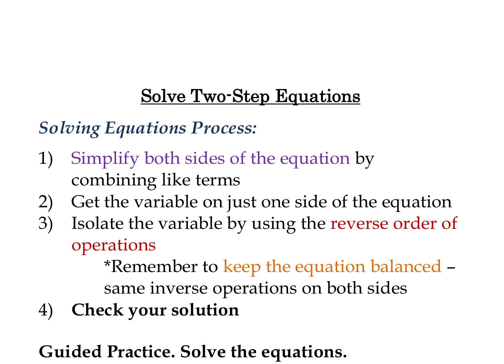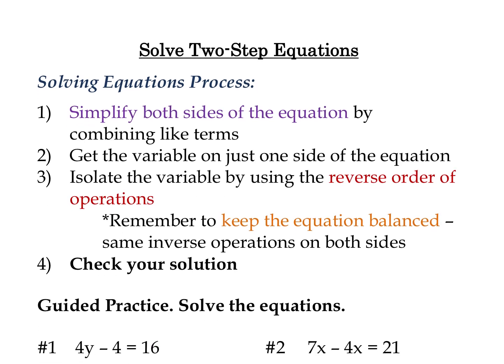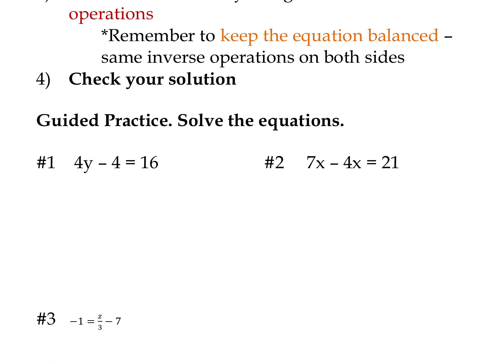And then to get the variable by itself, we're going to use the reverse order of operations. Order of operations says we multiply and divide, then add and subtract, and we're trying to evaluate. Well, now when we're doing inverses to solve an equation, we want to take care of addition or subtraction, undoing each other first, then multiplication or division. And finally, remember to check your solution. Always important to check your solution, no matter how many steps, no matter what the equation looks like. So we're going to try some examples here.